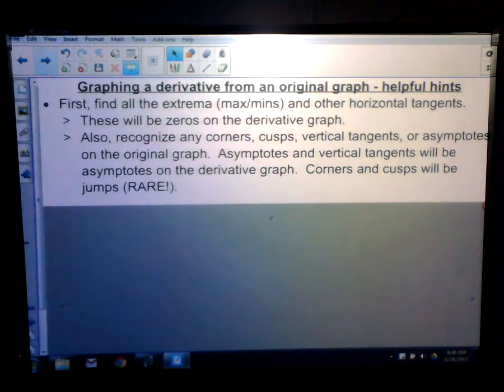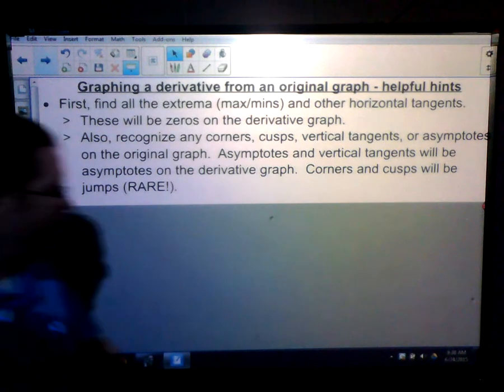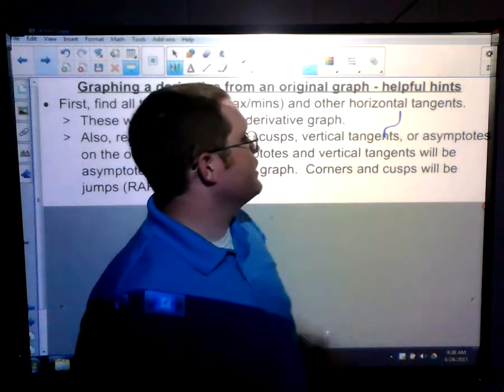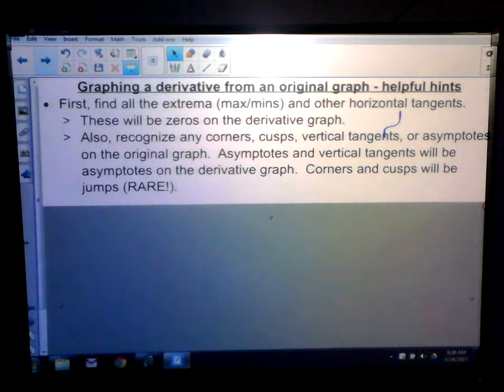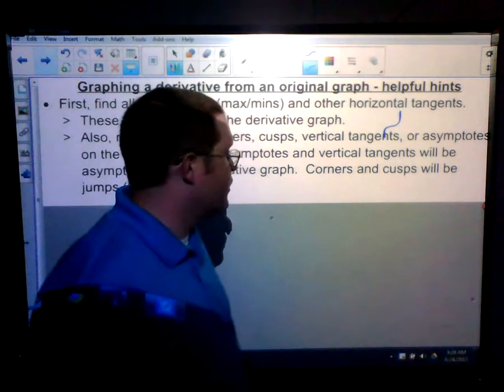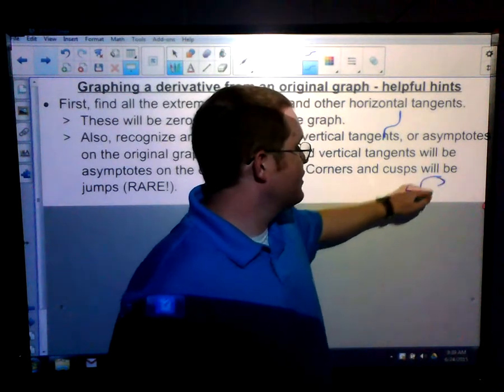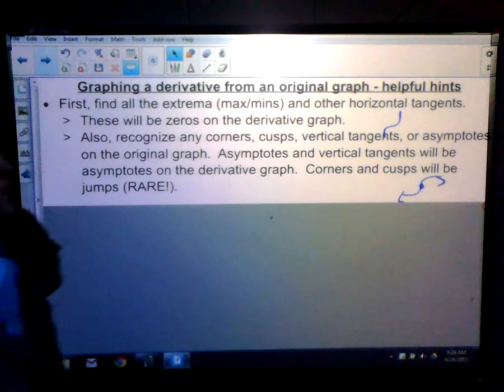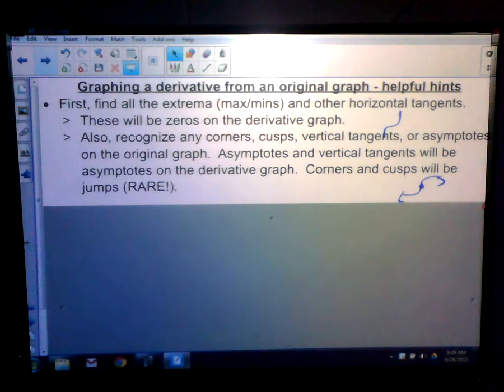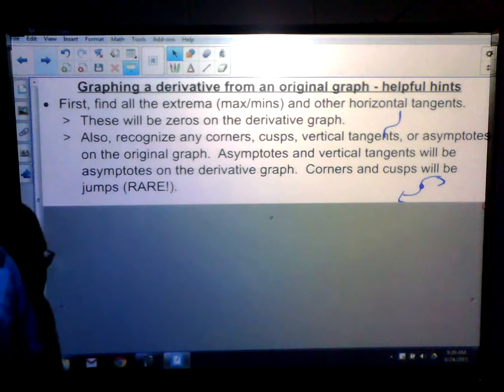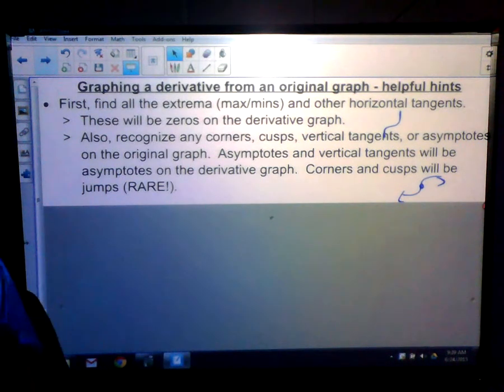The first thing I want to do is find all the extrema, the max and the mins, and any other horizontal tangent, places where the graph is flat, for example. These are going to be zeros on our derivative graph. I also want to recognize any corners, cusps, vertical tangents, or asymptotes on the original graph. You know what an asymptote is, but a vertical tangent looks like this. It's like a sideways horizontal tangent. Vertical tangents will be asymptotes on the derivative graph. Corners and cusps will be jumps, but those are extremely rare. In fact, I can't think of a single problem on an AP test that I've seen like that.